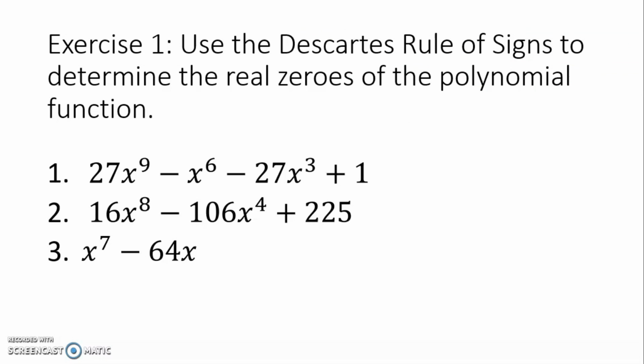Now, I have here some exercises. This is exercise number 1. I want you to use Descartes' rule of signs. So answer it on a piece of paper.